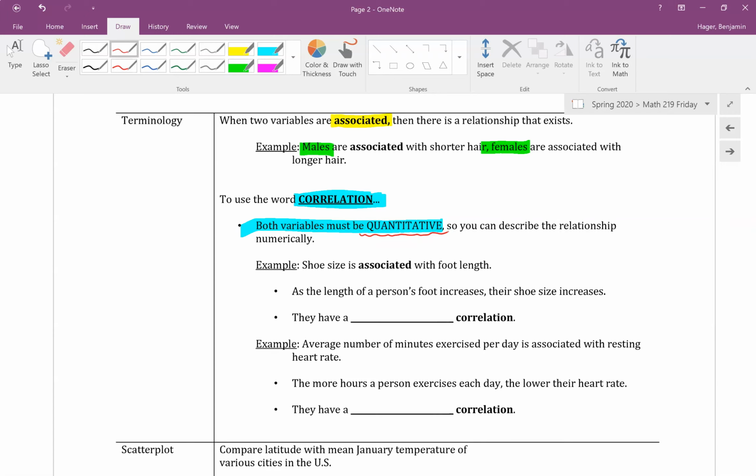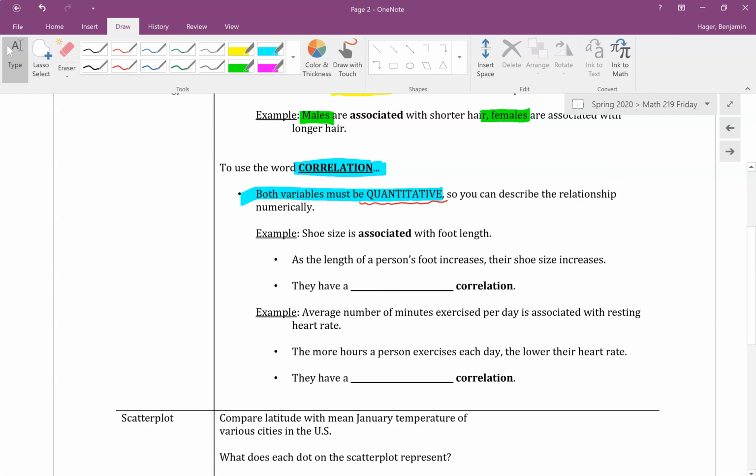So here are some associations in which we can refer to their correlation. All right, so example, a shoe size is associated with foot length. So those are the two things you're comparing, shoe size and foot length. Well, those would be quantitative, right? They're both numerical. Here's the idea: as the length of a person's foot increases, their shoe size increases. So if you were to imagine sort of what a scatter plot would look like, maybe down here you have foot length and then shoe size.